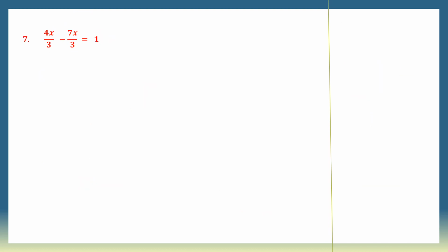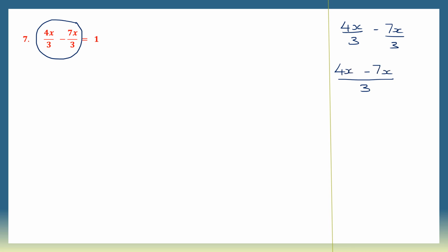Next question, we have 4x by 3 minus 7x by 3, which is equal to 1. So this one is what we need to work on first. So let's do that. 4x by 3 minus 7x by 3. They are like fractions, so the denominator remains the same. We just have to subtract the numerators. So 4x minus 7x. Now here this is plus and this is minus. Let's work on the numbers. Signs are different. So put the sign of the bigger number and subtract. 7 minus 4 is 3.